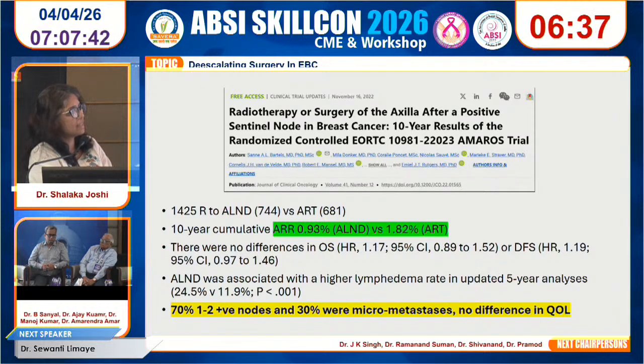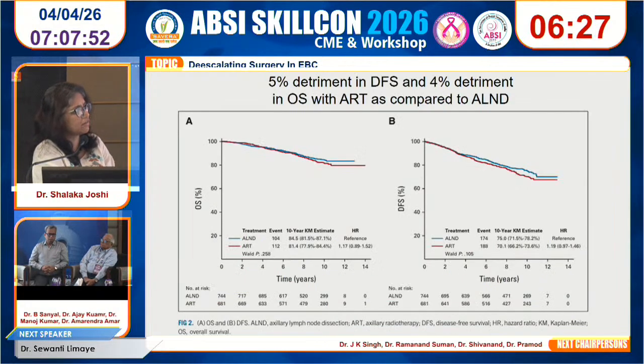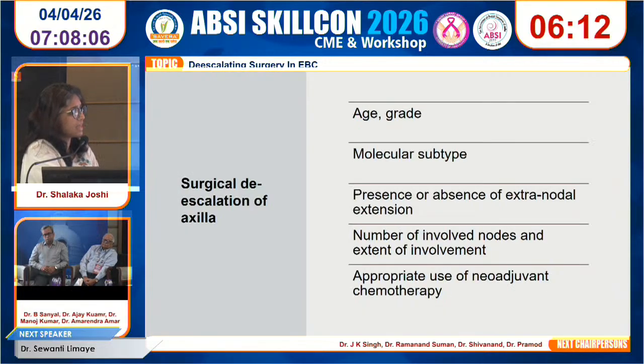AMAROS told us that there is an alternative for axillary surgery. If you don't want to do it for some reason, give axillary RT. 1 to 2 nodes, HR positive patients, elderly mainly, excluding triple negative and HER2 positive. However, this is the 10-year updated analysis of AMAROS showing a 5% detriment in DFS and 3% detriment in OS, which nobody talks about. This is statistically not significant. However, that was not the primary endpoint. Primary endpoint was axillary recurrence.